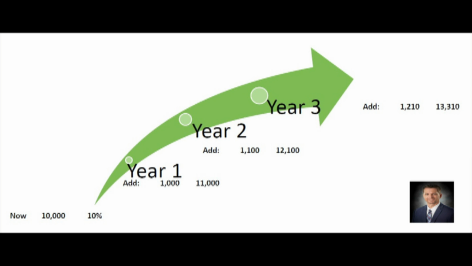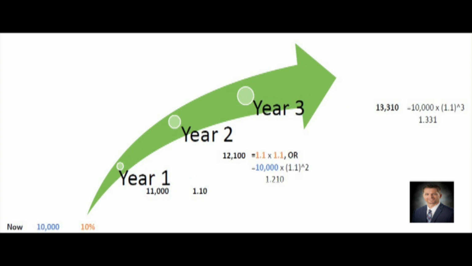So we can say, okay, well, $10,000, 10% of that, at the end of the first year, we're going to add $1,000 and have a total of $11,000. Then that amount is going to grow at a rate of 10%. So in year two, we're going to add $1,100. So at the end of year two, we're going to have a total of $12,100. We take that amount times 10%, add it to it, or take 12,100 times 1.1, and we're going to get $13,310.